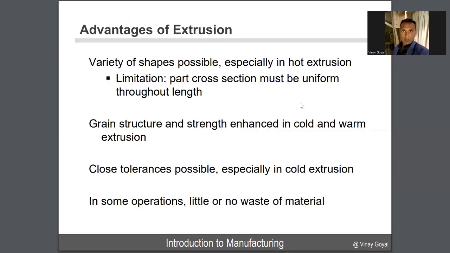So what is the advantage of extrusion? You can make a lot of different shapes, especially if you use hot temperatures. The limitations: part cross-section must be uniform throughout the length. The grain structure and the strength are enhanced in the cold and warm extrusions. Close tolerances are possible. Very little waste with this approach.